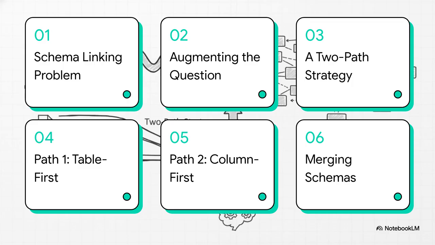So here's our game plan. First, we'll dig into why schema linking is such a tough nut to crack. Then, we'll look at the first part of the solution, making the user's question itself a lot smarter. After that, we unleash a really cool two-path strategy to find the data, and we'll walk through both Path 1 and Path 2. And finally, we'll see how it all comes together to create the perfect schema.